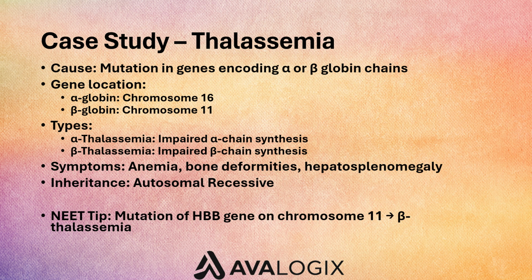Thalassemia minor, one allele affected, usually asymptomatic. Thalassemia major, both alleles affected, severe disease. Thalassemia intermedia, moderate form. From a genetic standpoint, this is a good example to understand compound heterozygosity, where 2 different mutations in the same gene can cause disease.